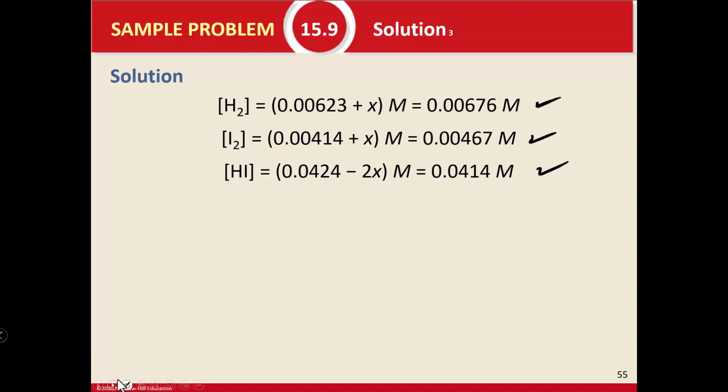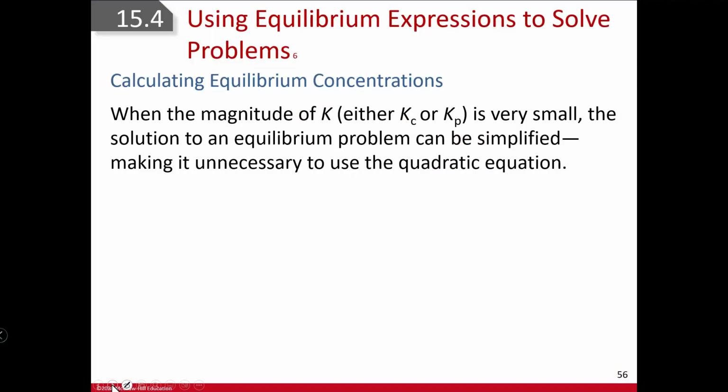All right, next slide. When the magnitude of K is very small, the solution to an equilibrium problem can be simplified. This is called the approximation method. Everybody loves this slide because when K is really small, it's unnecessary to do the quadratic equation. That's what you're hoping for.